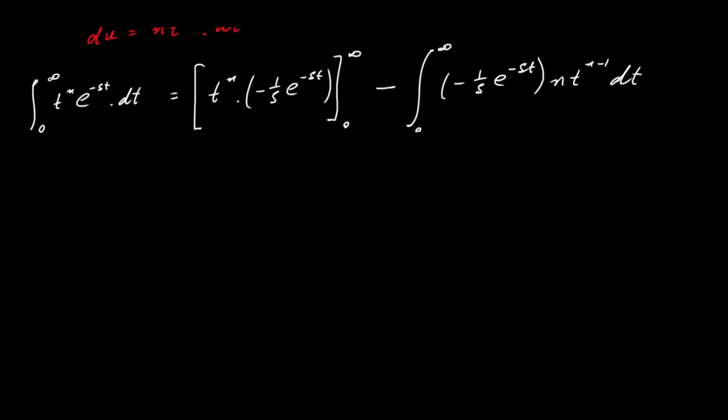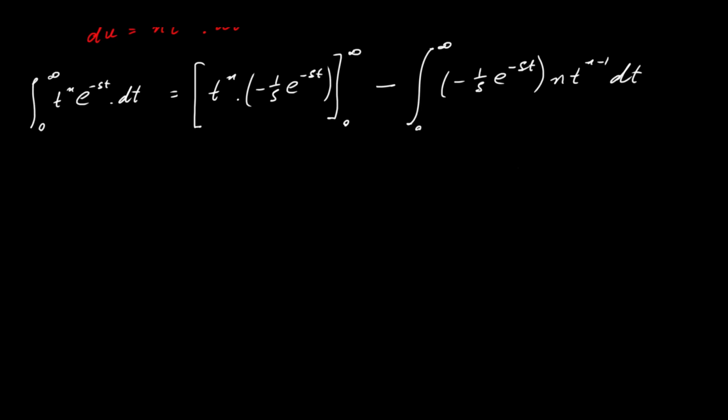So the first thing we're going to do is have a look at this thing here. Let's see what happens when we put in these limits. First I'm just going to look at what happens when I put in infinity. Really what that means is we have to find the limit of this expression as t goes to infinity. What's going to dominate this expression is the exponential part, e to the power of minus st.